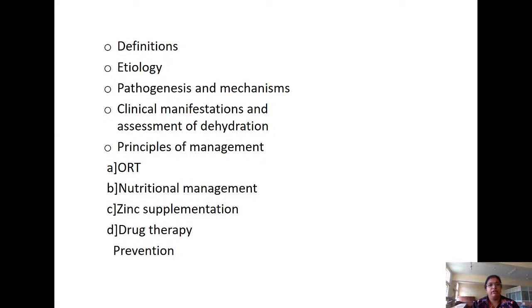Now this topic we will be learning under these sections. One is definitions, what is the etiology, what is the pathogenesis, mechanisms, clinical manifestations and assessment of dehydration, principles of management. In that mainly we are going to cover oral rehydration therapy, nutritional management, zinc supplementation, drug therapy, and in prevention we are going to cover the vaccines which are helpful in preventing viral diarrhea.